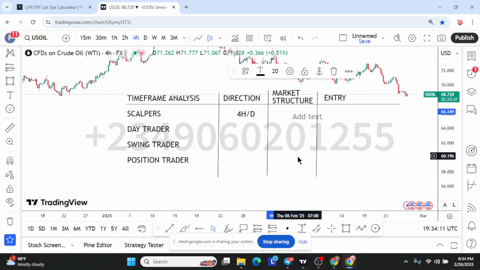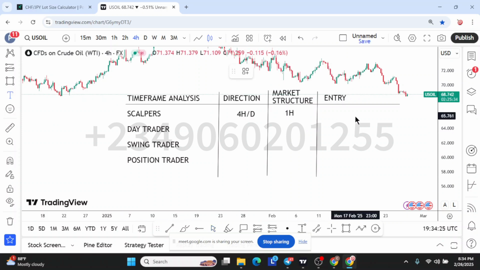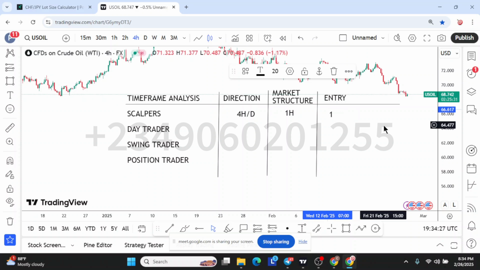And for your market structure as a scalper, we want to use the 1 hour charts. And our entry on the 5-minute charts, or you use the 15-minute charts. But mostly scalpers enter their trade on the 5-minute chart. So now as scalpers, these are the time frames you want to work with.